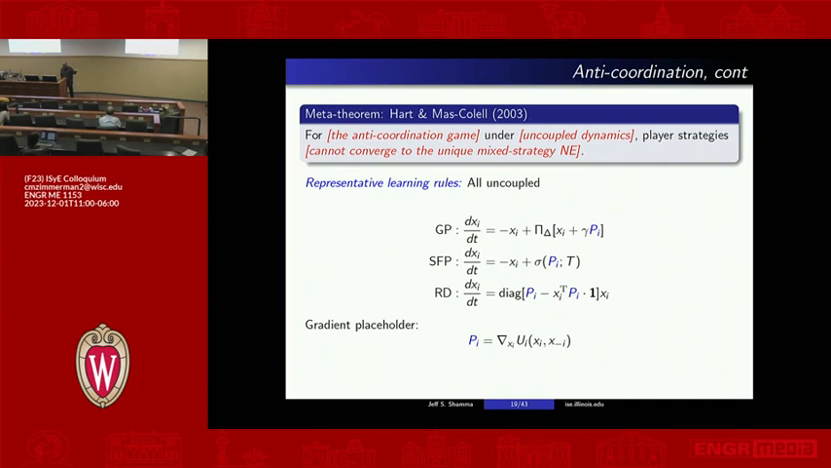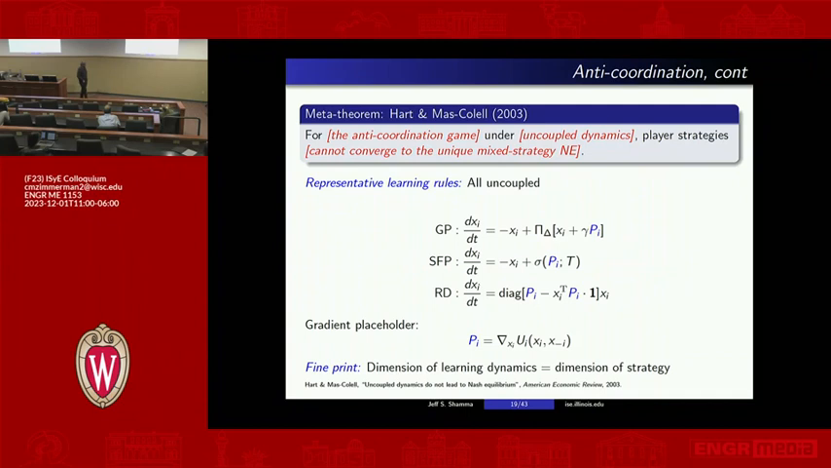But there's fine print here. If you look at these learning rules and think about them as dynamical systems, let's count how many states they have. If I have two choices, my learning rule has two states. If I have five choices, my learning rule has five states. And the fine print is that no uncoupled learning will converge to Nash equilibrium as long as they have this dimensionality. That's a part that's not apparent from the theorem. It is not that uncoupled dynamics will not converge; it's that uncoupled dynamics of this dimension, which many learning rules have, will not converge to the Nash equilibrium of that specific game.